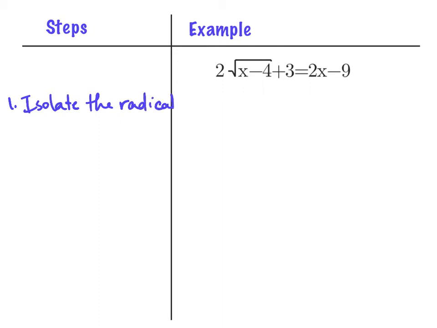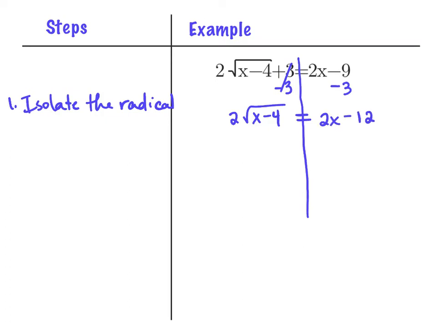So over here, I need to subtract 3 from both sides of the equal sign. I'm going to go ahead and make my line down the middle so I know not to cross that. That adds out to 0, so I'm left with 2 times the square root of x minus 4 equals 2x minus 12. Negative 9 minus 3 gives us that negative 12.